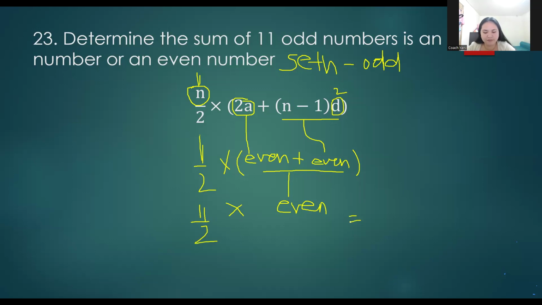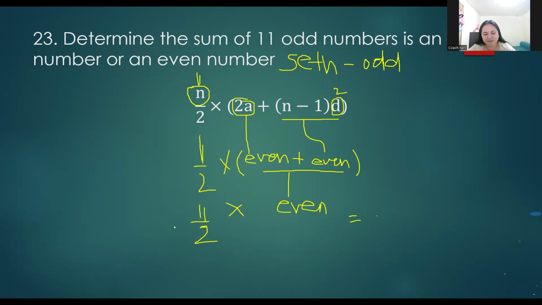So is this even? Are you sure? This is 11 over 2. What is 11 over 2? 5.5. So if you have 5.5 times 2, what do you think? Odd times even. Odd. No. Odd times even, what do you think? Even.